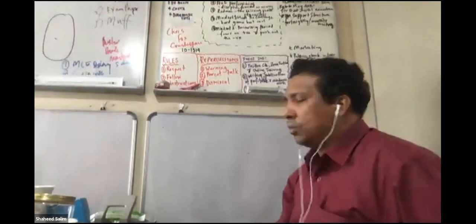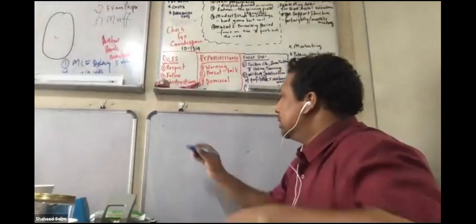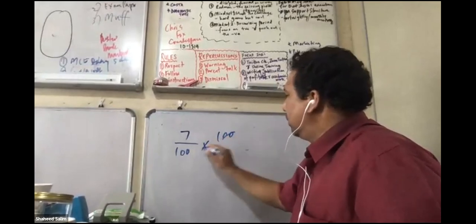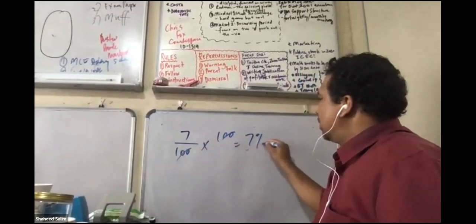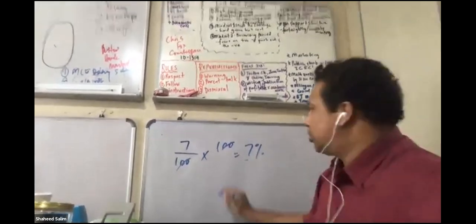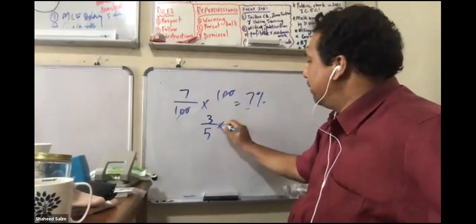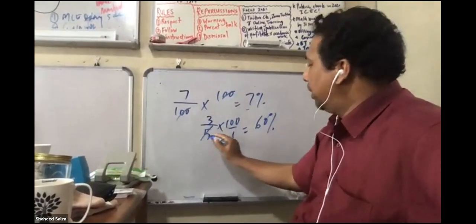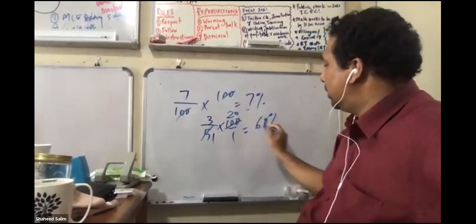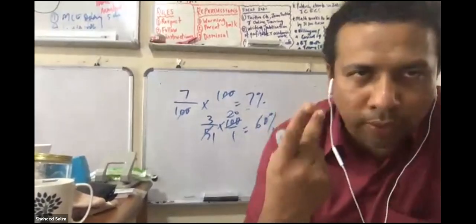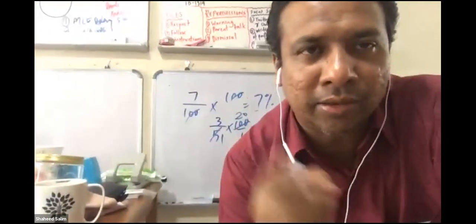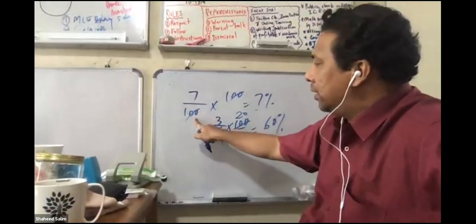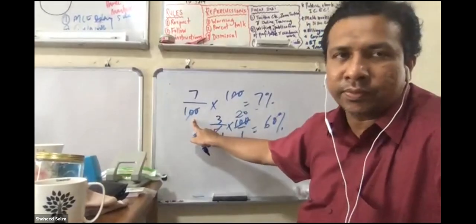Is it true? Yes, it's true. Just now we have 7 over 100, right? You times by 100, you get 7. 7%, correct lah? So 3 over 5. You times by 100, you will get 60%. Divide by 5, get 1. Divide by 5, get 20. 3 times 20 is 60%. So there are 2 ways of finding percentage. Take the fraction times by 100, finish. Or change the denominator to 100 and you know how many percent it is.